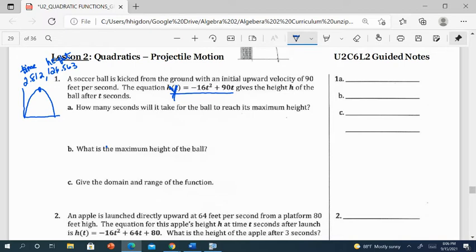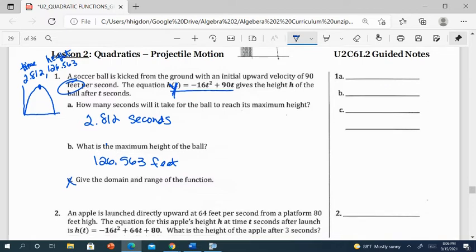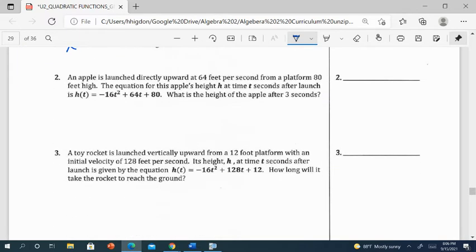Okay, so question A says, how many seconds will it take for the ball to reach its maximum height? Well, that's going to be that 2.812 seconds. And then part B says, what is the maximum height of the ball? That's going to be the 126.563. And I think we're going to be in feet. Yes, feet. We're not going to worry about part C on question number 1. All right, let's look at question number 2.